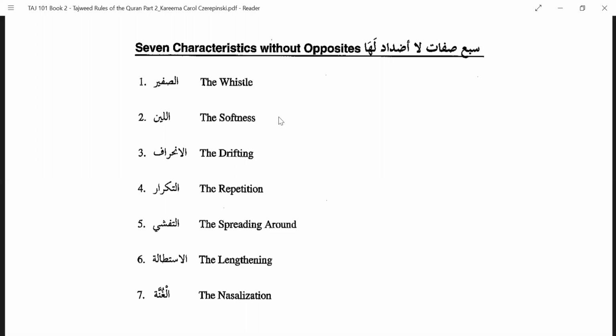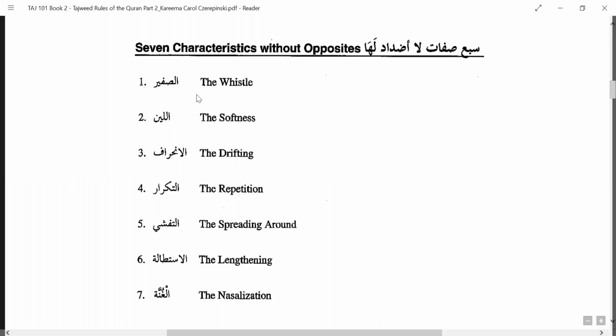So these are seven characteristics which have no opposites to it. These are the seven. Learn their names so that you can remember. And all these names for the sifat, try to learn the Arabic terms for it, not the English ones. English, yes, for the meaning, but do learn the Arabic terms.